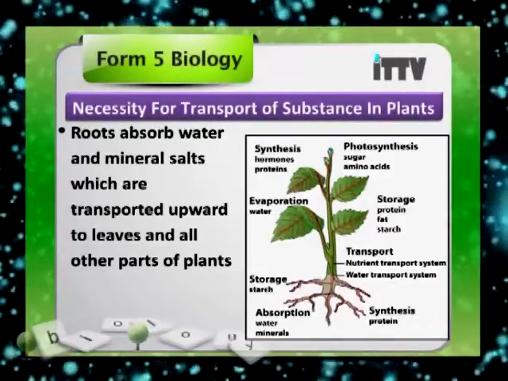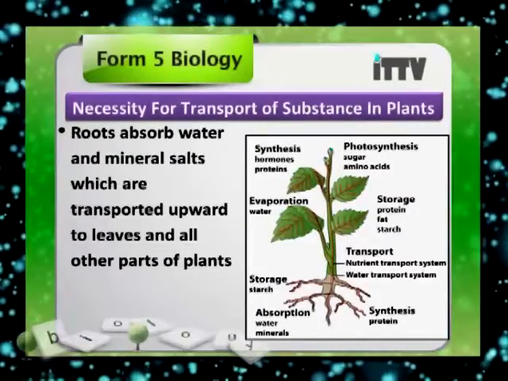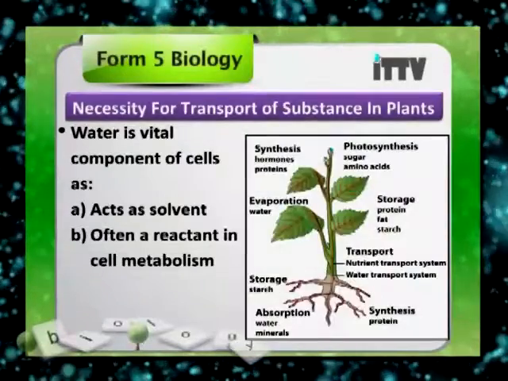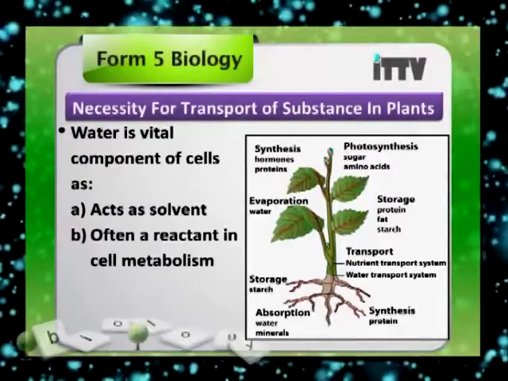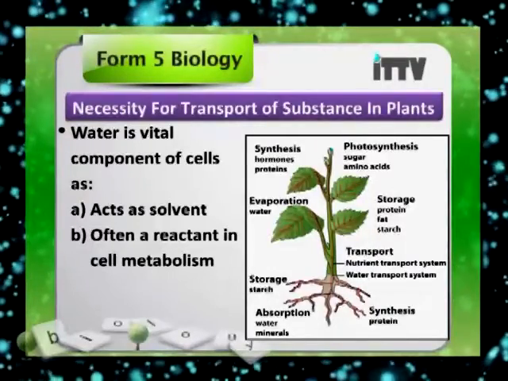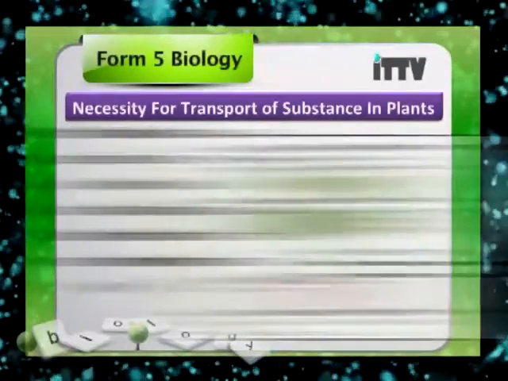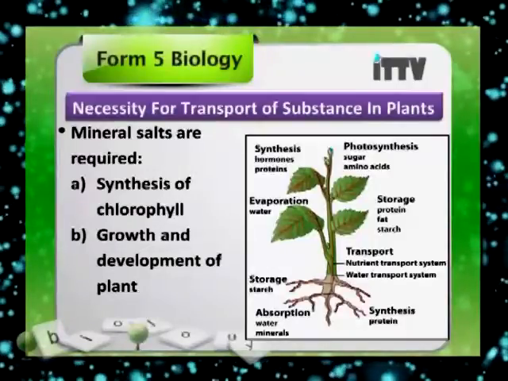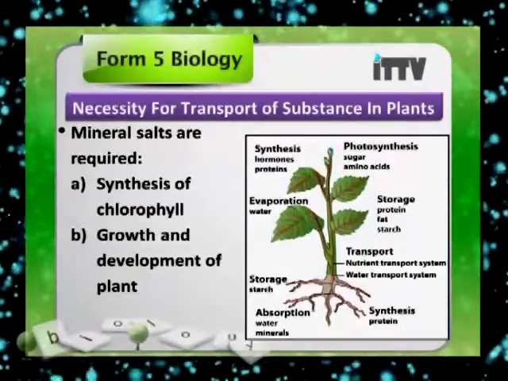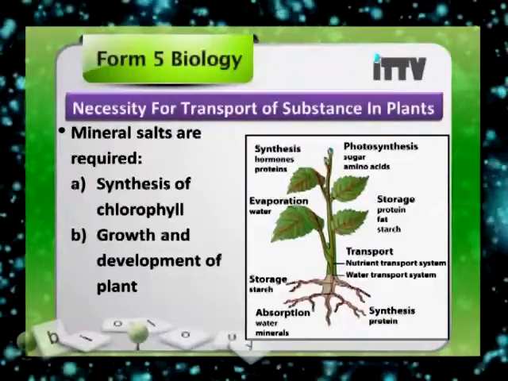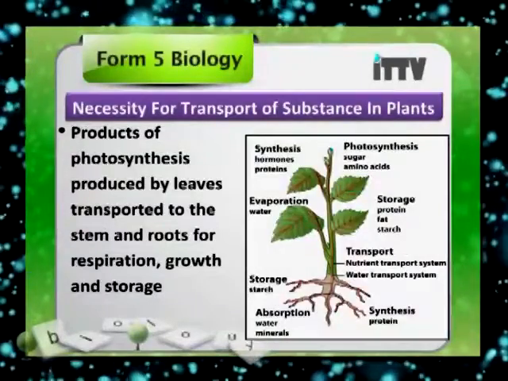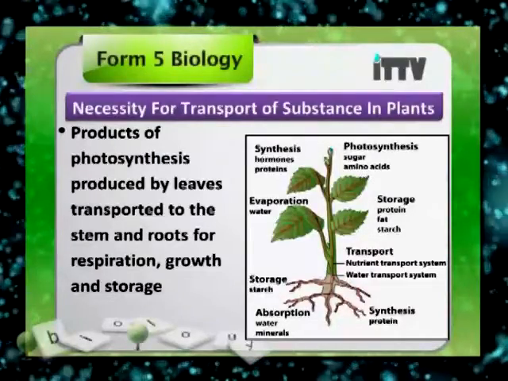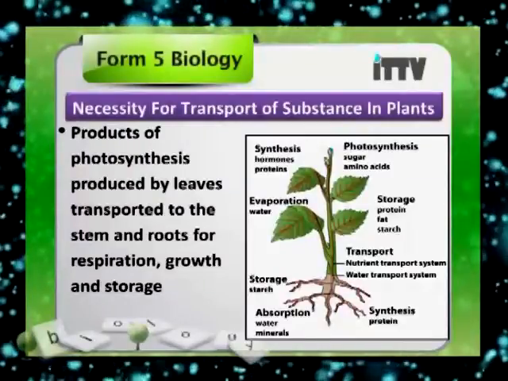We know that roots absorb water and mineral salts, which are transported upward to leaves and all other parts of plants. Water is a vital component of cells as it acts as a solvent. It's often a reactant in cell metabolism. Okay? And mineral salts are also needed for synthesis of chlorophyll for growth and development of the plant. So, besides that, products of photosynthesis produced by leaves are transported to stems and roots for respiration, growth, and storage.